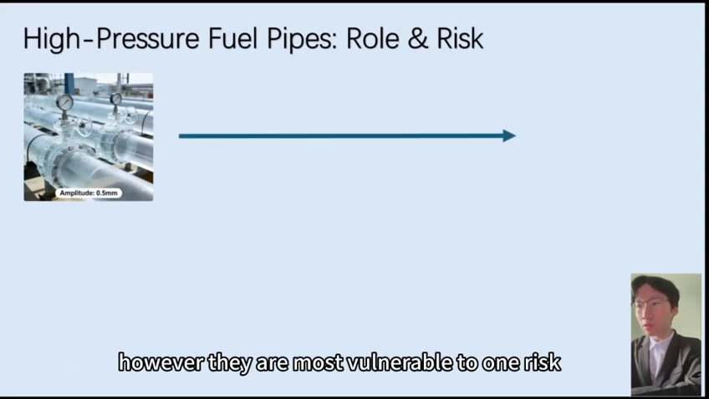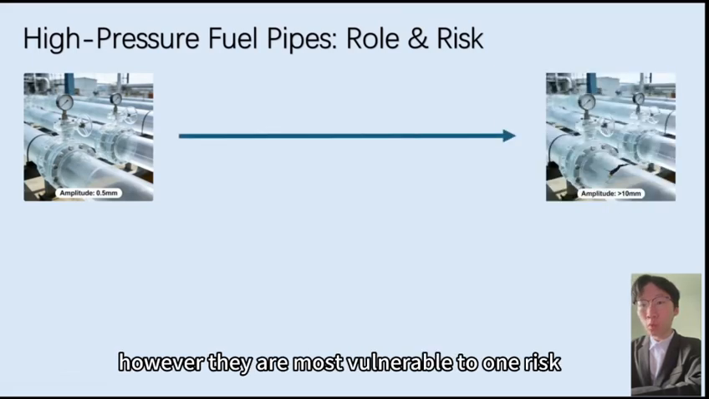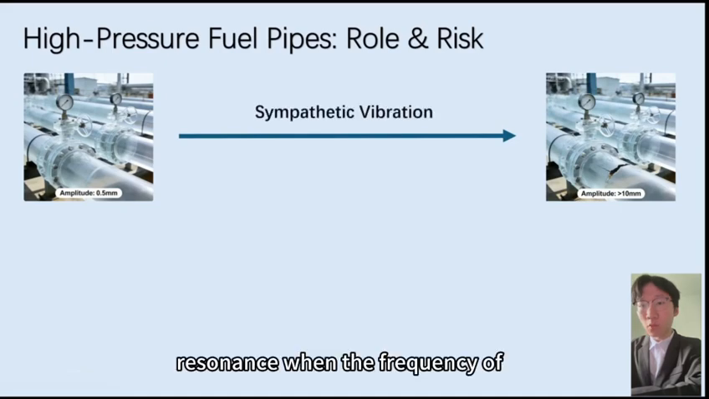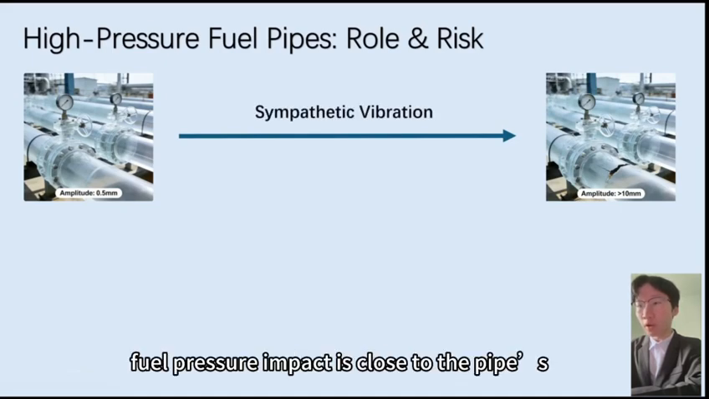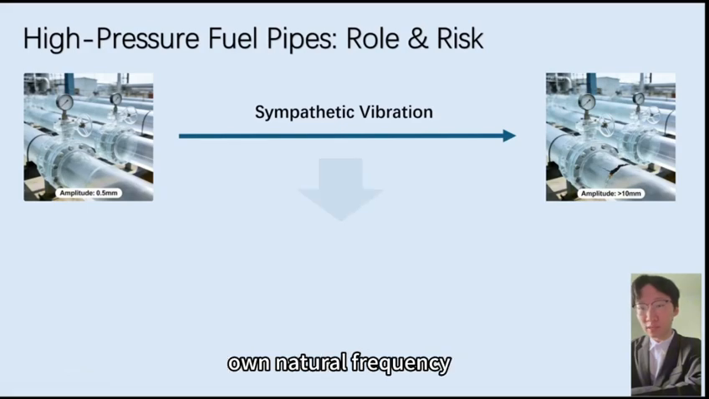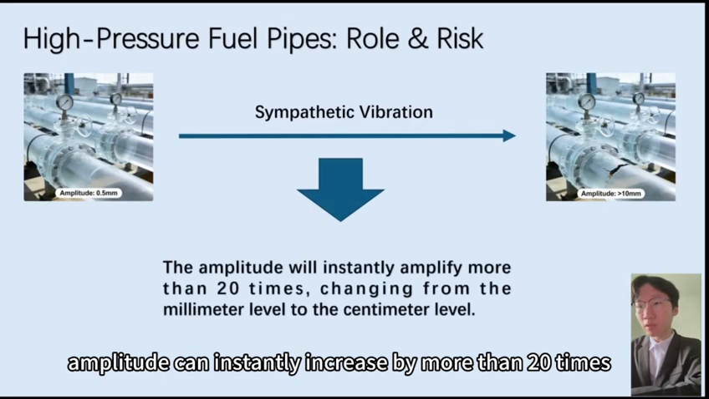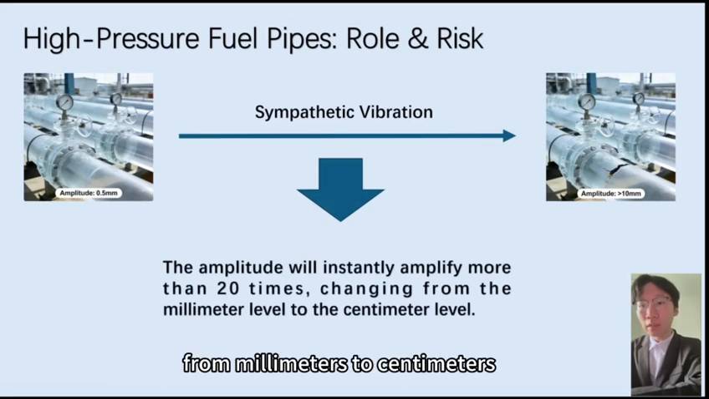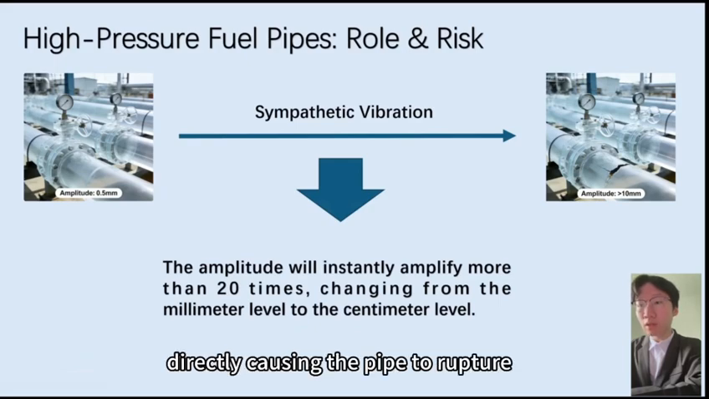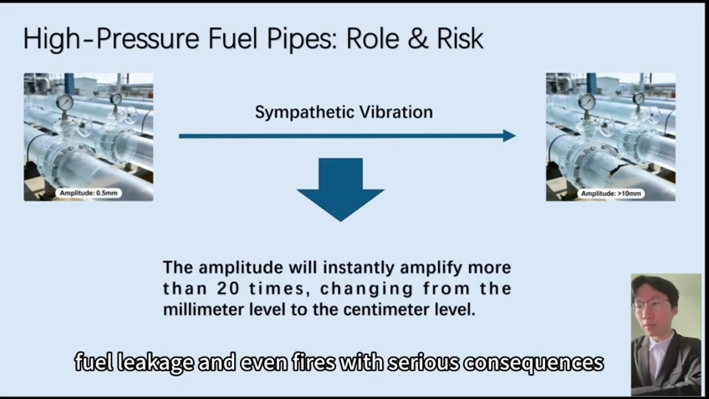However, they are most vulnerable to one risk: resonance. When the frequency of fuel pressure impact is close to a pipe's own natural frequency, the amplitude can instantly increase by more than 20 times, from millimeters to centimeters, directly causing the pipe to rupture, fuel leakage, and even fires with serious consequences.